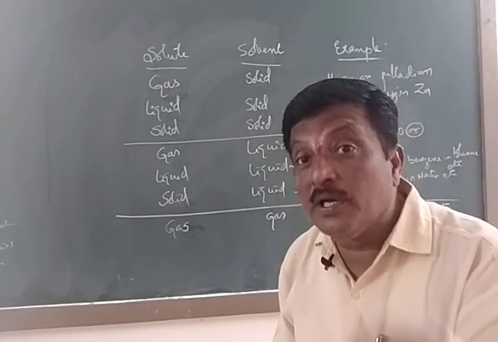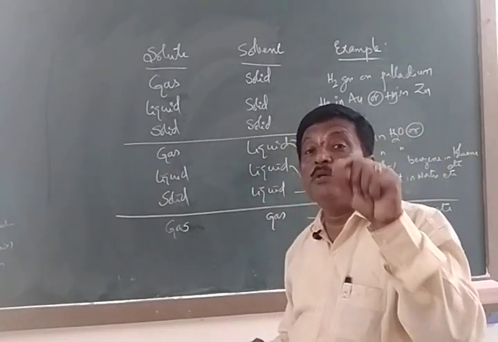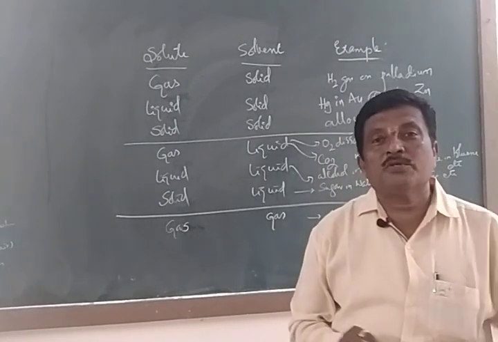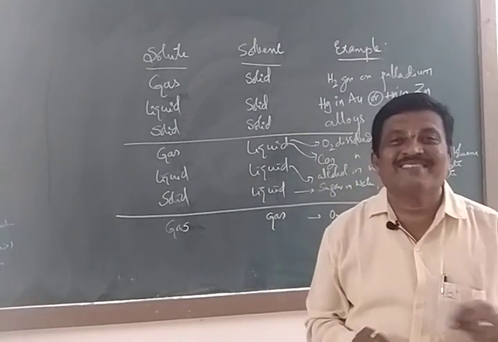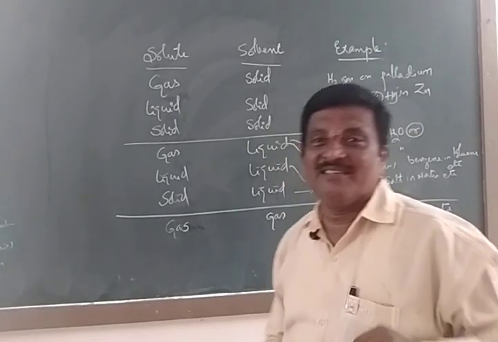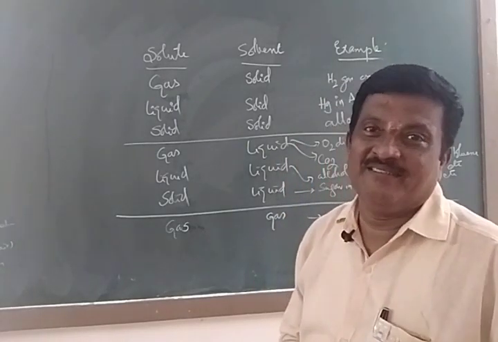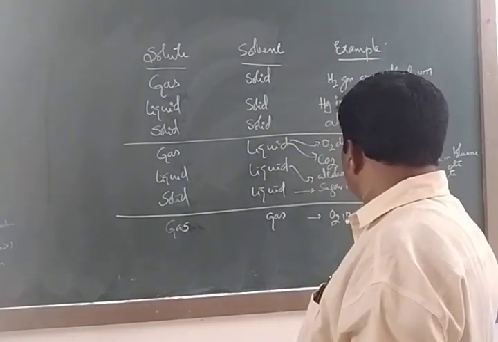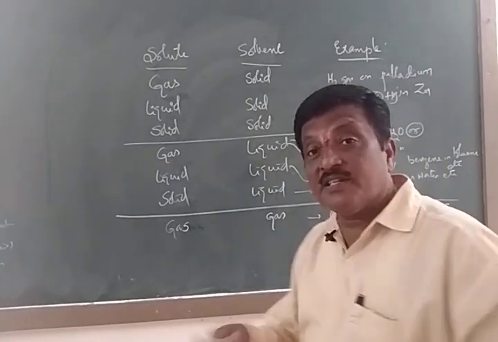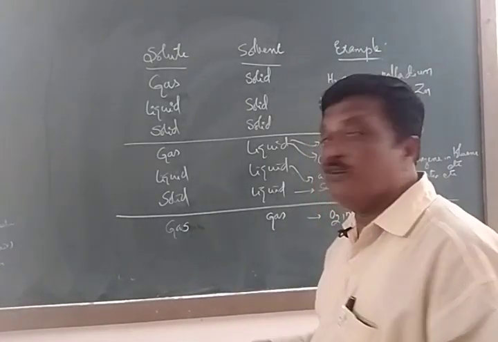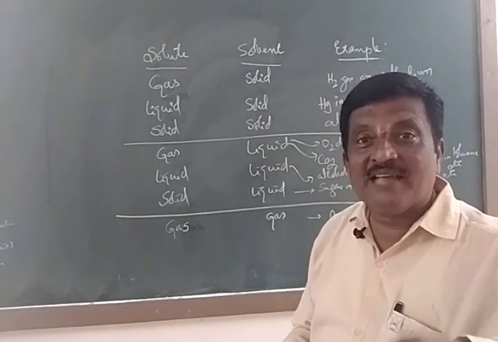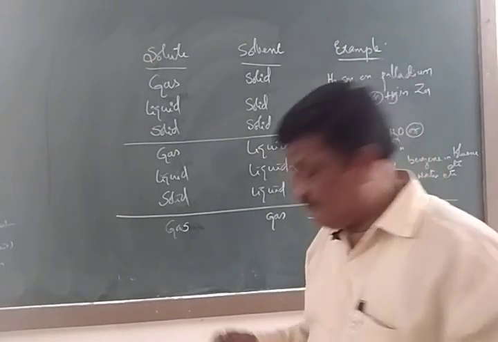But in addition to that, there will be water. So it is not homogeneous. Air is not homogeneous. It is a heterogeneous mixture. So, oxygen and hydrogen, oxygen and nitrogen, etc. are the best examples for gas in gas. That is called a gaseous solution.